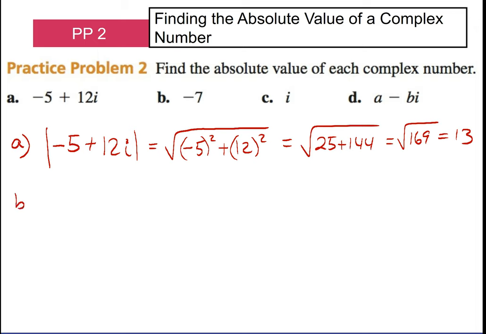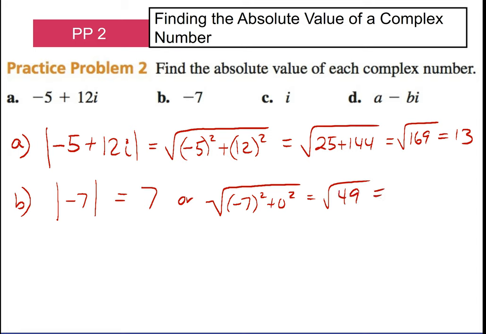So what happens if it's a real number, like negative 7? In that case, you could just say 7, because that's exactly what absolute value means, right? If you did it the other way, assuming that negative 7 is the real part and 0 is the complex part, notice you get the same thing here. So this definition of absolute value sort of includes how we do absolute value for the real numbers.